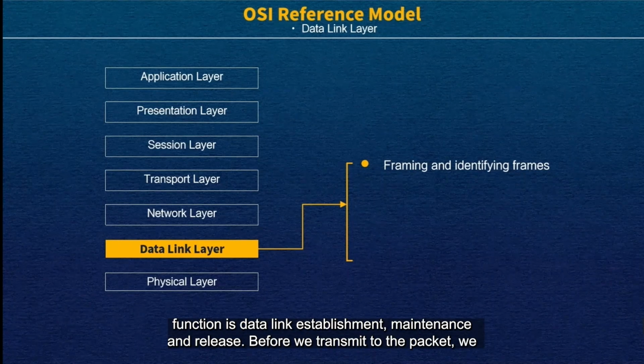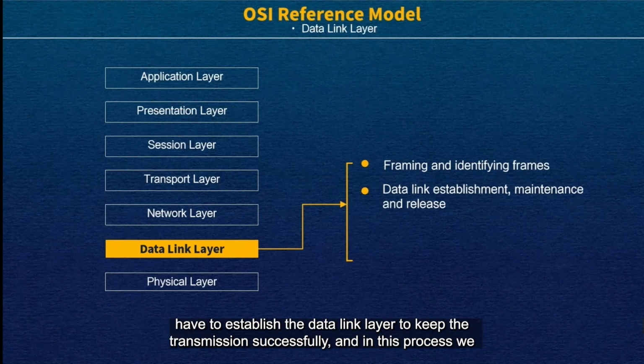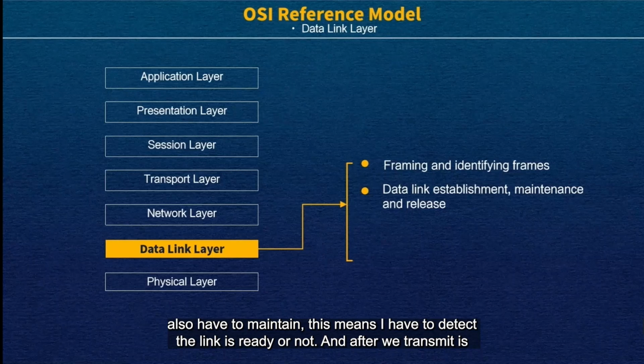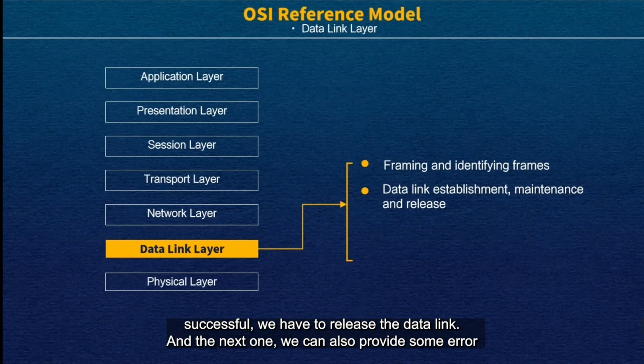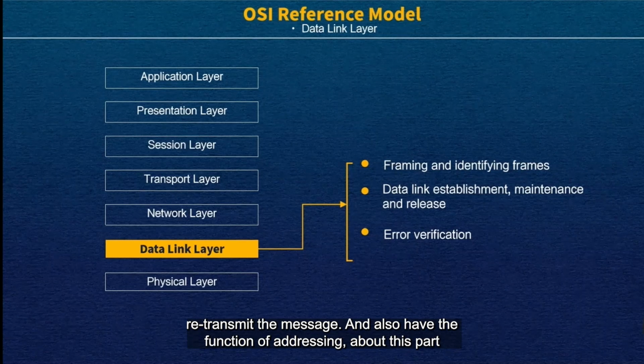The second function is data link establishment, maintenance, and release. Before we transmit the packet, we have to establish the data link to keep the transmission successful. And in this process, we also have to maintain it. That means I have to detect whether the link is ready or not. And after we transmit successfully, we have to release the data link. And the next one, we can also provide some error verification. That means if some bit is wrong, we can have some mechanism to let the sender retransmit the message.